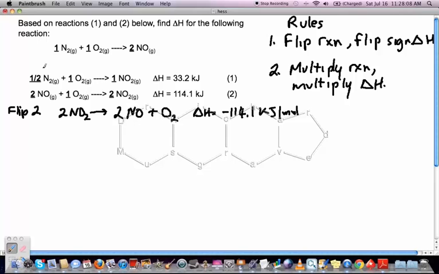Now the other thing I'm going to have to do is multiply this reaction here so that I can get the same coefficients. I've got N2, I've got half N2 here, and I've got 1 N2 here. So what I'm going to do is multiply reaction 1 by 2.